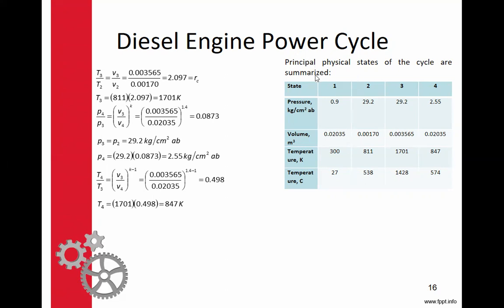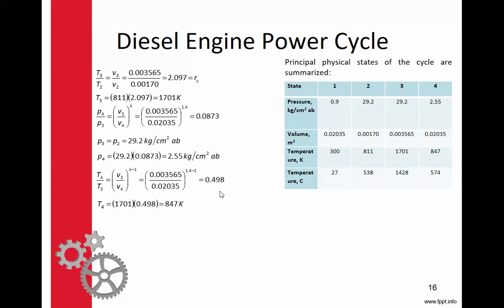So this is the summary. The principal physical states of the cycle are summarized. State 1 shows the pressure, volume, and temperature in Kelvin and centigrade. Then state 2, state 3, state 4. So this is the final answer.